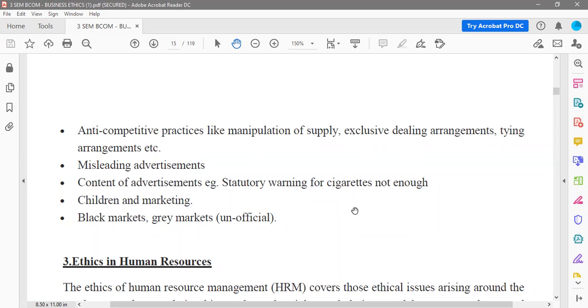So that warning has to be there compulsorily, but that warning alone is not enough. There should be some more steps that have to be done along with that. Okay, so that is the content of advertisements.